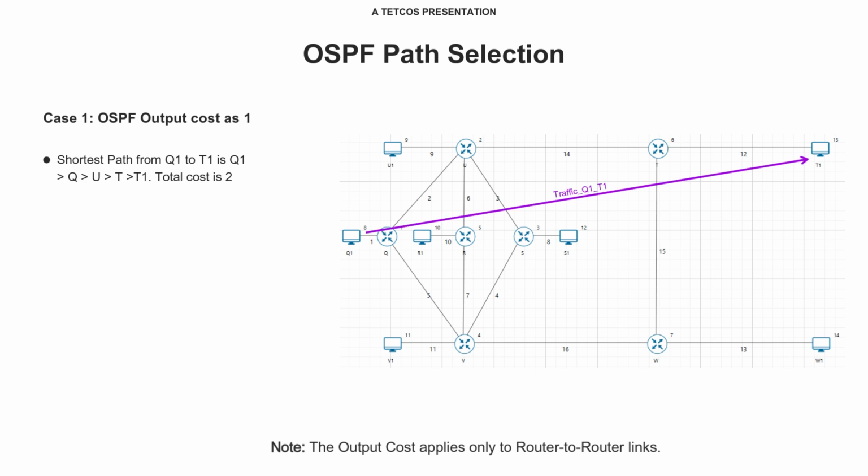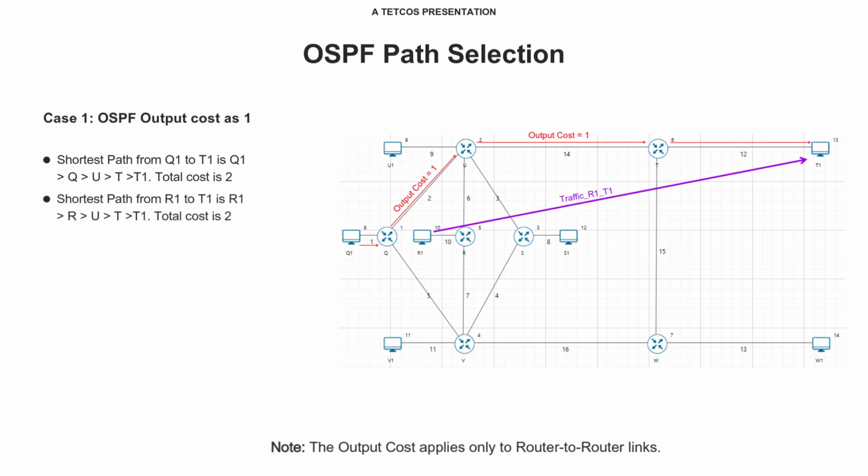The shortest path from Q1 to T1 is Q1 to Q, then to U, then to T, and finally to T1. The total cost is 2. The shortest path from R1 to T1 is R1 to R, then to U, then to T, and finally to T1. The total cost is 2.